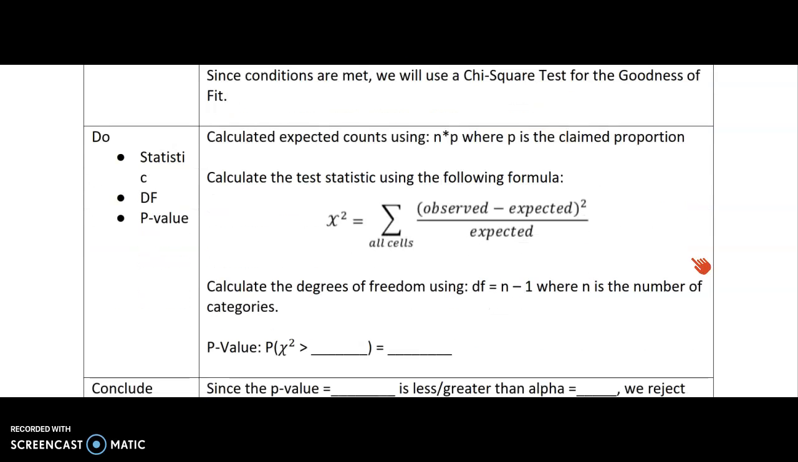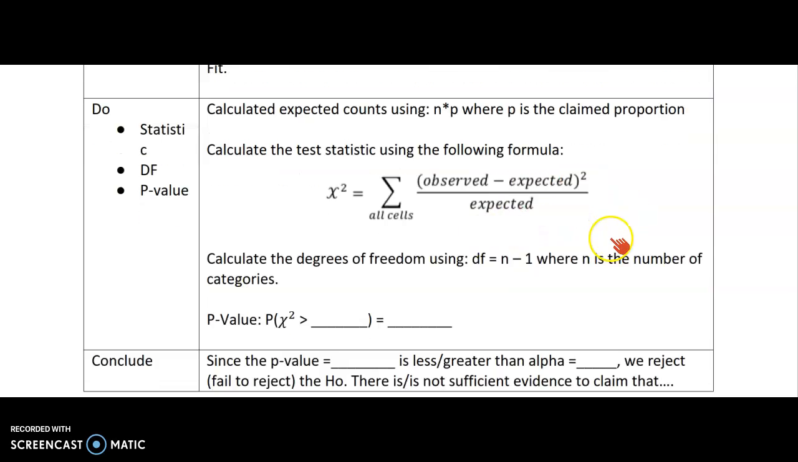To find the expected values, we'll just take the claim times the total sample size. If it's uniform, then we just divide the sample size by the number of categories. Or if it's a claim, we'll multiply the sample size by each claimed value. Then here, we're going to have this formula at the bottom of our AP Stats formula sheet, so you don't have to memorize it, but it just tells us observed minus expected squared divided by what's expected. Again, we're trying to exaggerate the differences here.